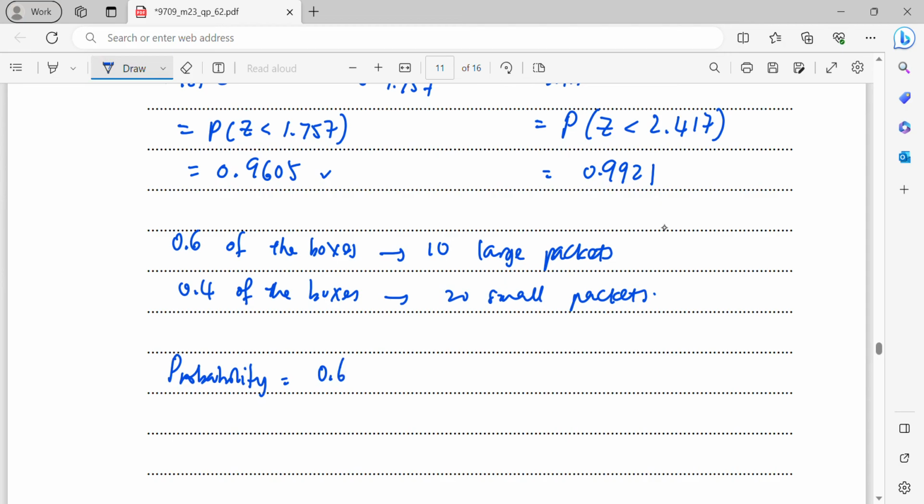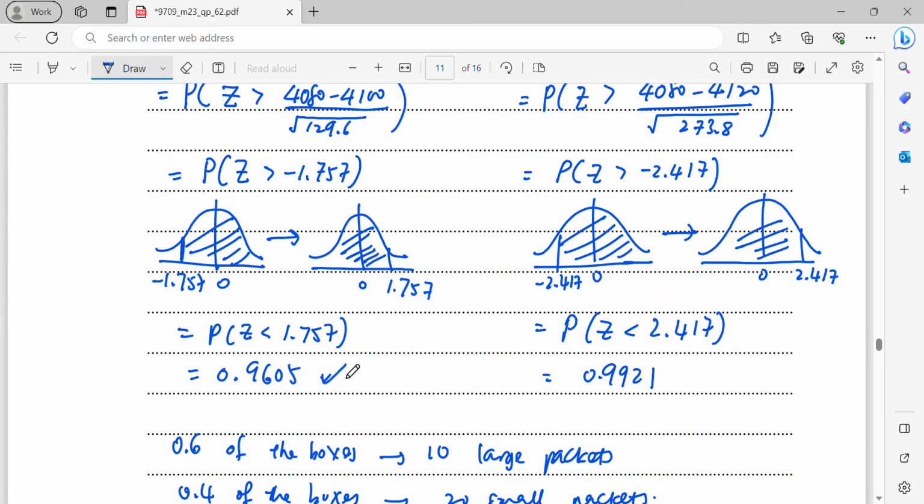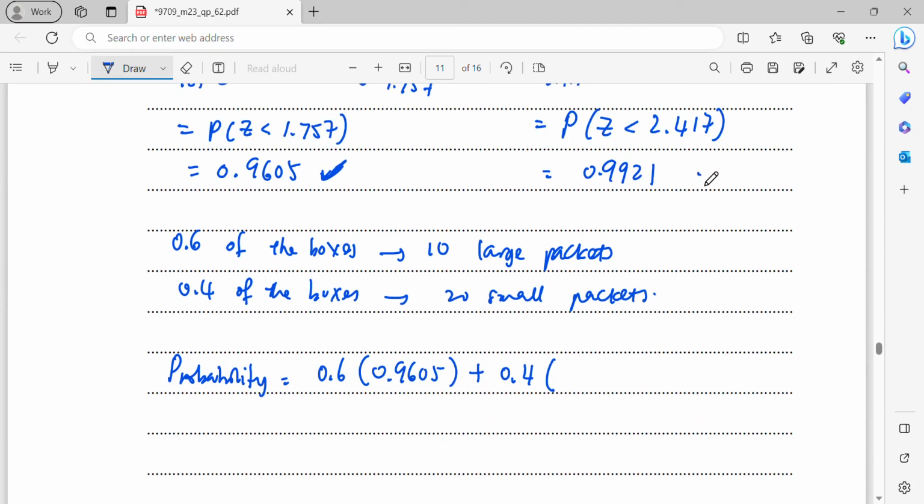60%, 0.6 of the 10 large packets greater than that mass, which means the 10 large packets greater than the mass is 0.9605. Okay, all is plus, then 40%, therefore 0.4, and the second probability is going to be 0.9921. So at last, you will get 0.973.